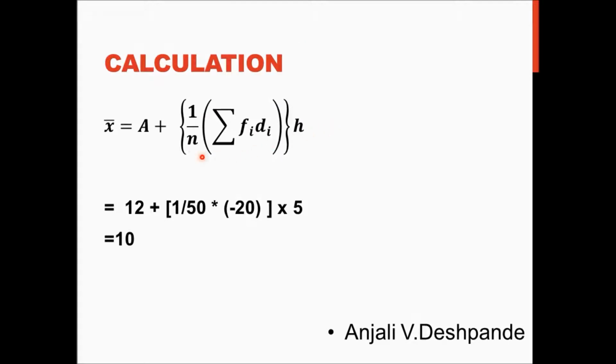So now we are using that formula. So A is 12 over here. Then this is the sum of all the frequencies, that is n, right, which is 50 in this case. Summation Fi Di, which is minus 20 multiplied by 5, and we get the answer as 10. So this is 10 accidents per week. So we have found this particular answer in both the ways, by using the direct method as well as by making use of the step deviation method.